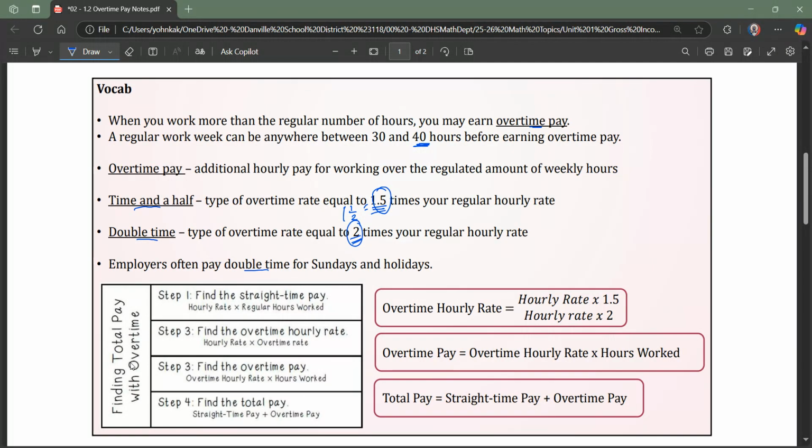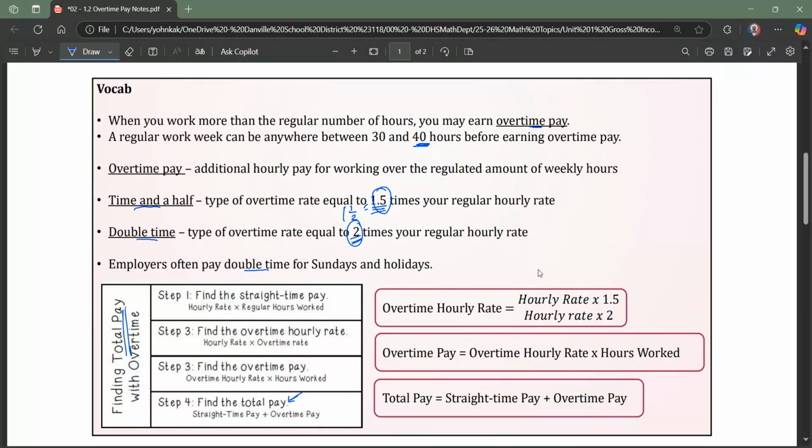Over here on the left-hand side in the white box are the 4 steps that you need to follow to find total pay. Total pay is when you take your straight time pay, like we learned about in lesson 1.1, and you add it together with your overtime pay that we're getting in lesson 1.2, and together you get a total pay. So that's down here in the bottom. Find your straight time pay first, find the overtime hourly rate second, find the overtime pay third, and then add to find the total pay fourth.